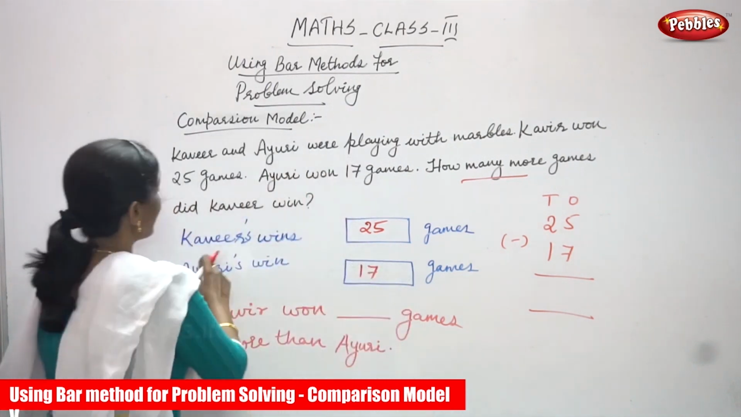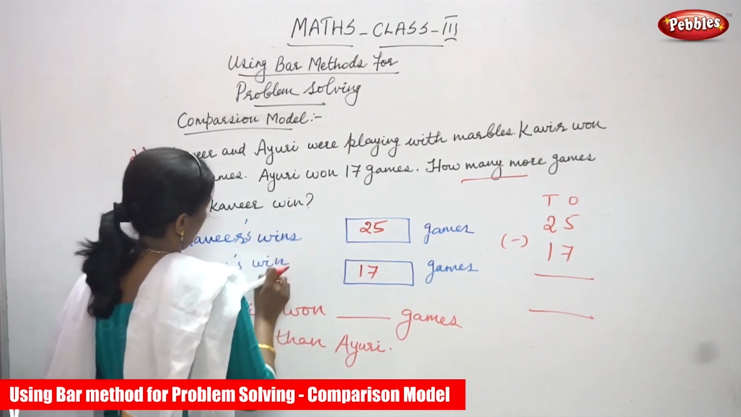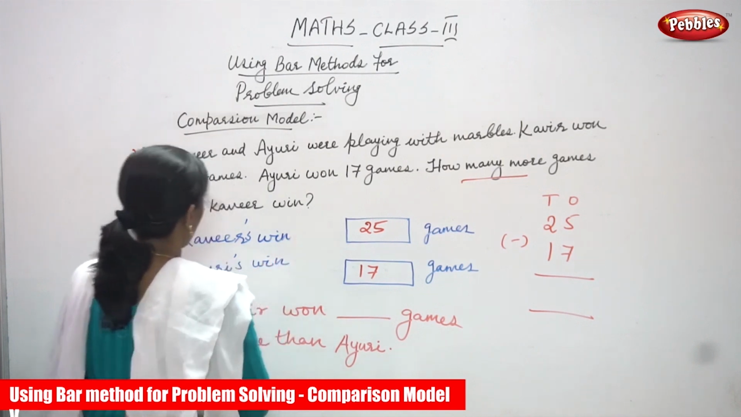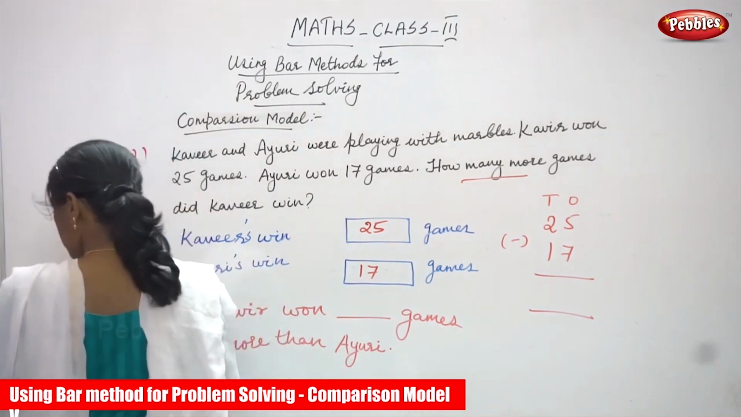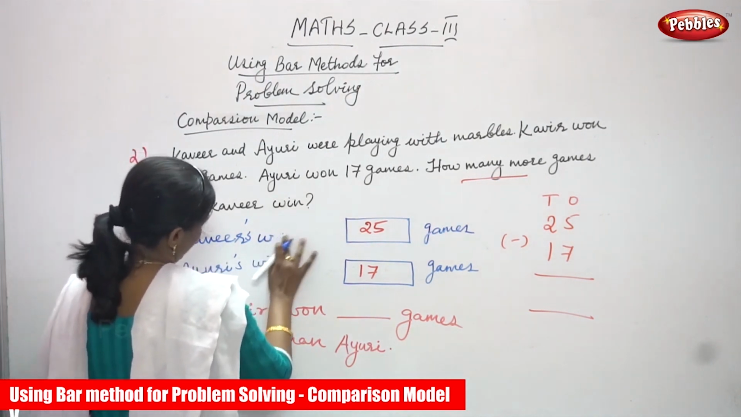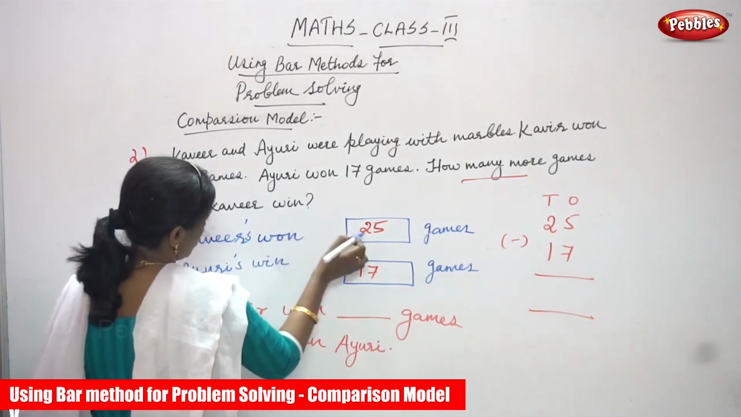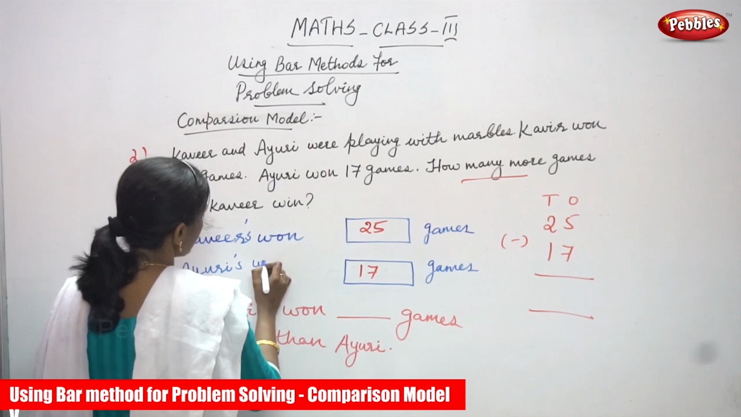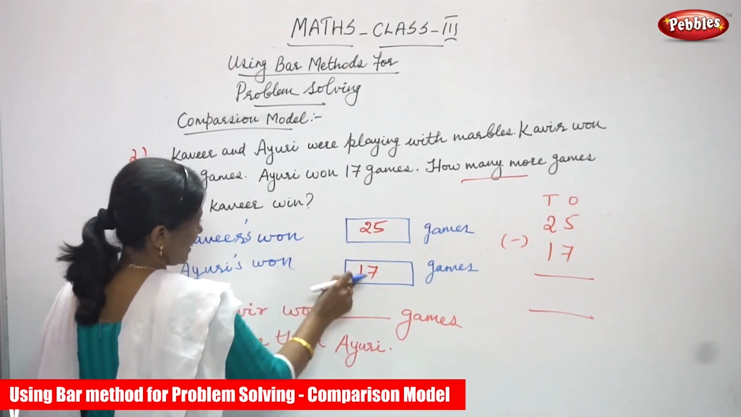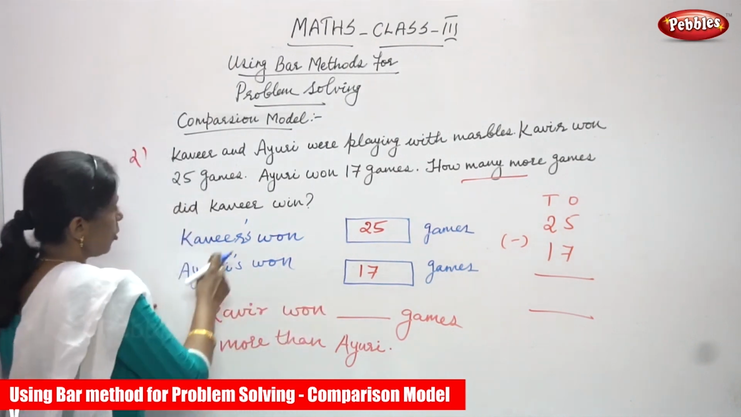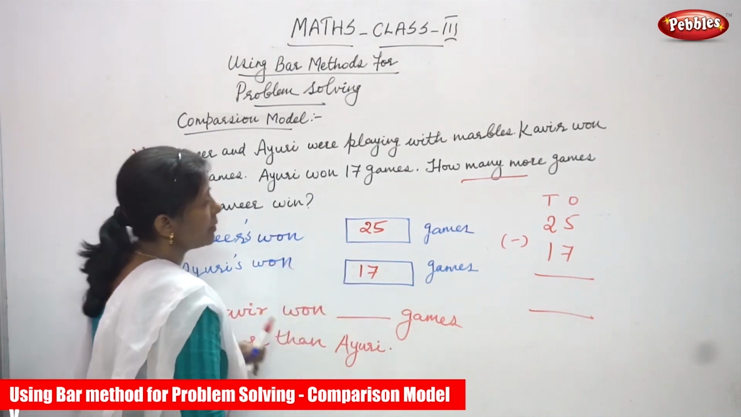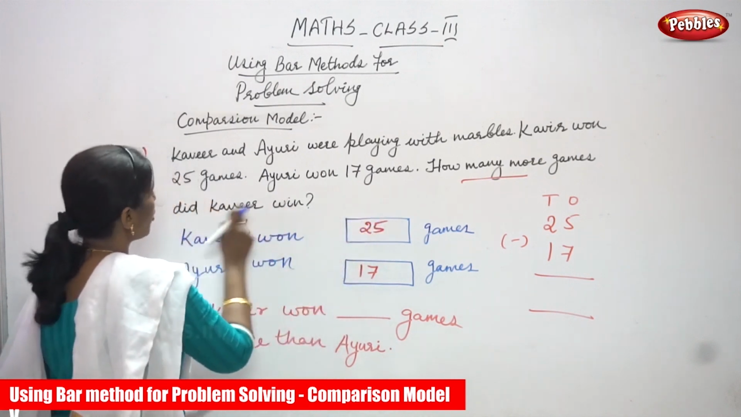Okay. So Kavir's win, Ayuri's win. Even you can write Kavir's won, that is also a correct word. Kavir's won 25 games and Ayuri's won 17 games. I'll repeat once again. Kavir's won 25 games and Ayuri's won 17 games. They'll ask you the question, how many more games did Kavir win?